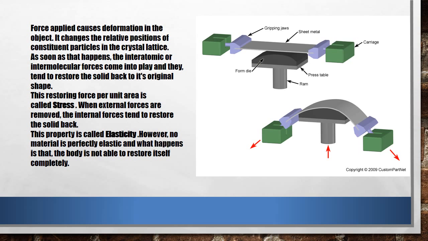This restoring force per unit area is called stress. When external forces are removed, the internal force tends to restore the solid back. This property is called elasticity. However, no material is perfectly elastic. And what happens is that the body is not able to restore itself completely.